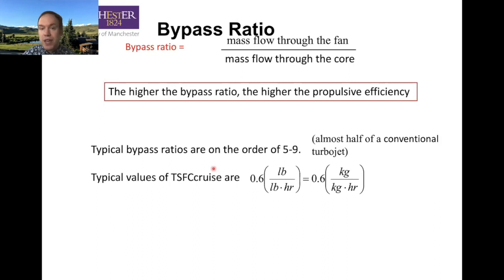So a bypass ratio of 10:1 means we have 10 times as much air going through the fan as we do through the core. So the core was 1 kilogram per second, the fan would be 10 kilograms per second. But because of the velocity difference, the ratio of thrust may be completely different.